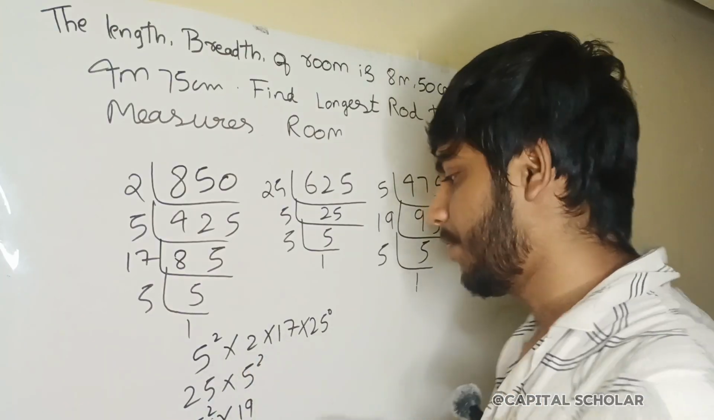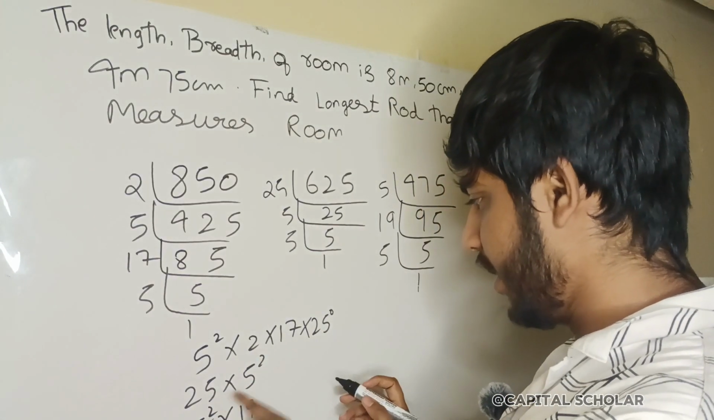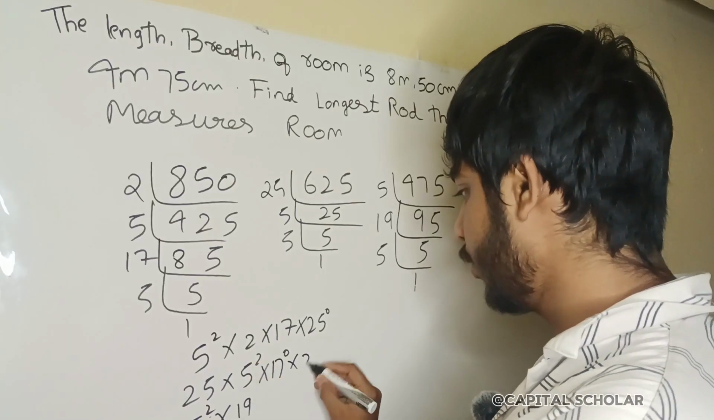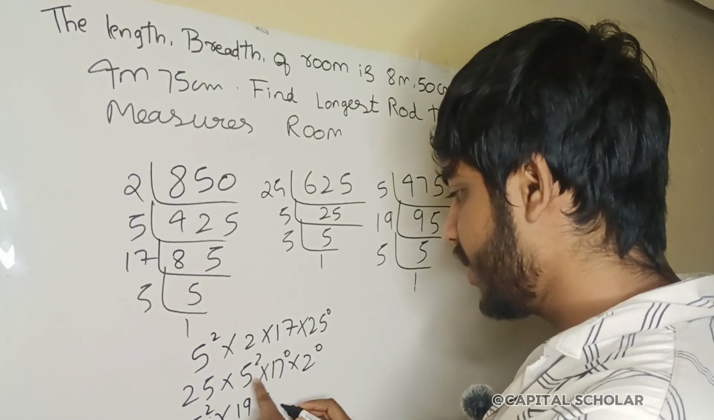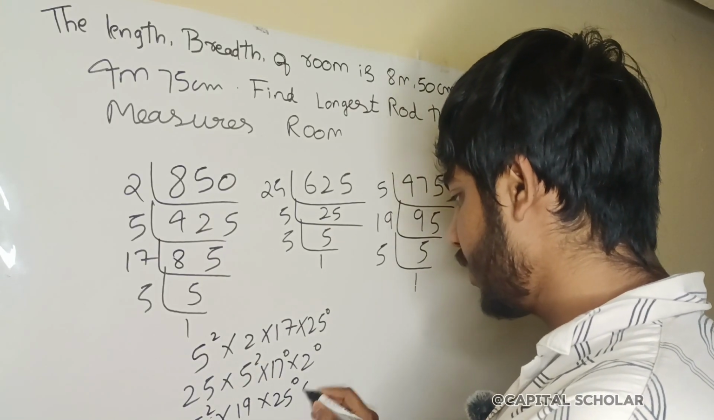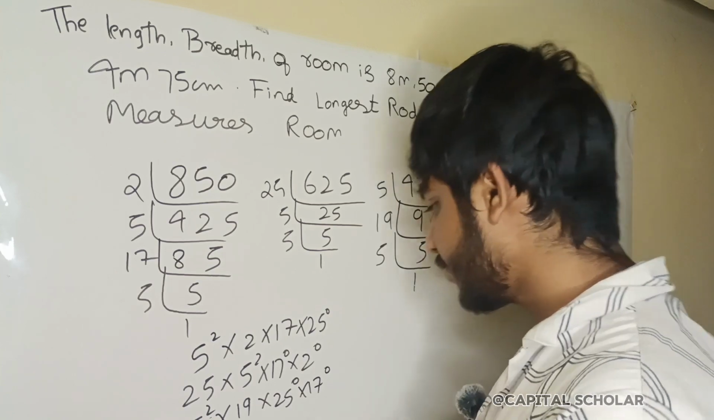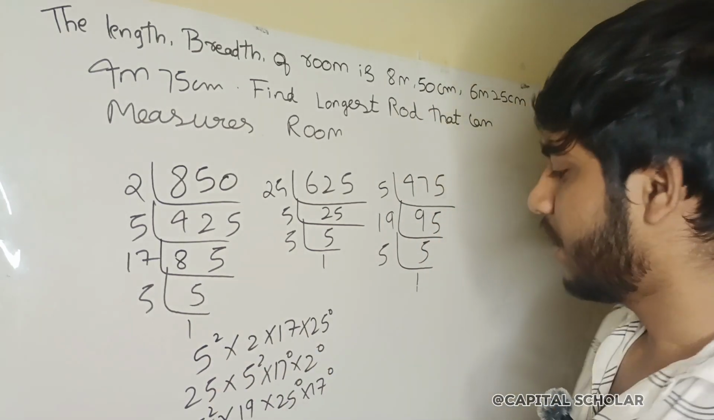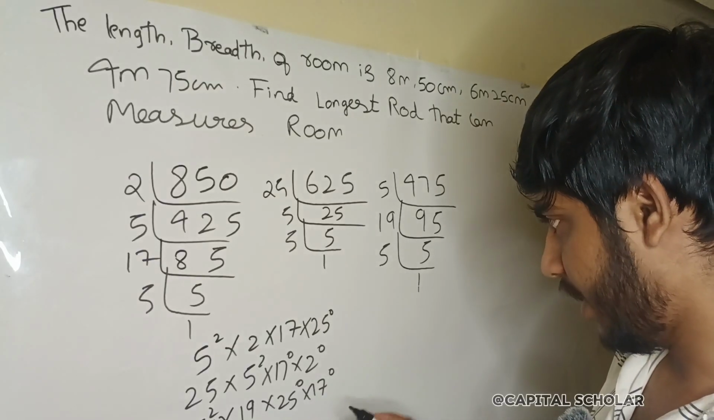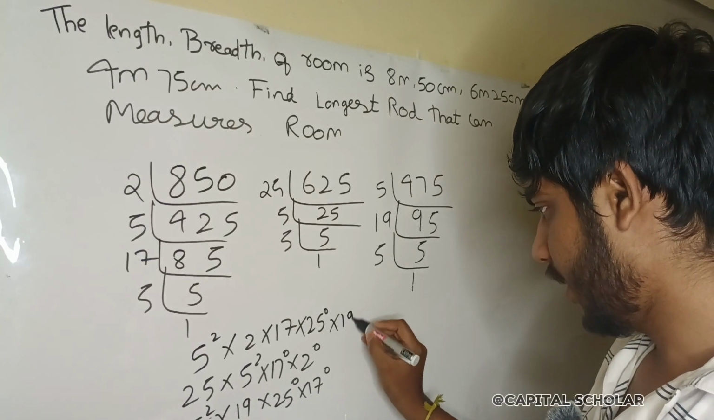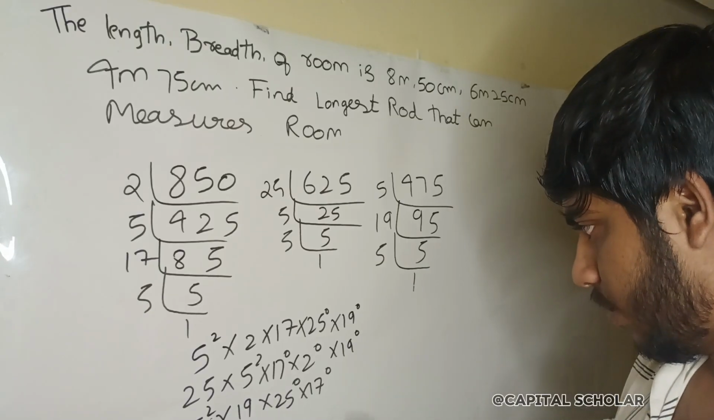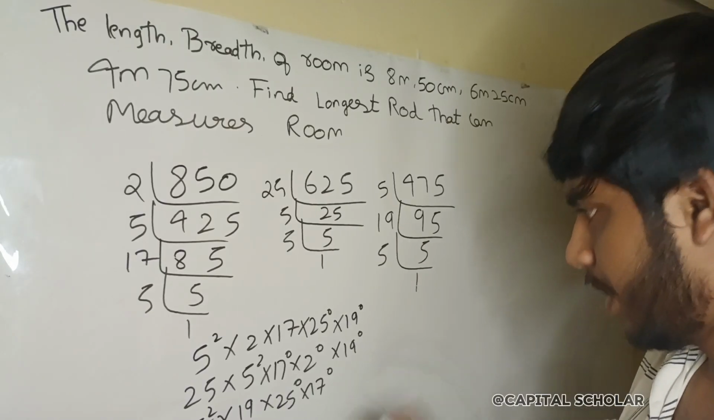It's easy to find. Is there a 17 here? No, so 17 to the power 0. Is there a 2 here? 2 to the power 0. Is there a 25? No. 25 to the power 0, 17 to the power 0. I think I got all the numbers. No, 19, I think we didn't get 19. Yeah, 19. I hope all the numbers are okay.